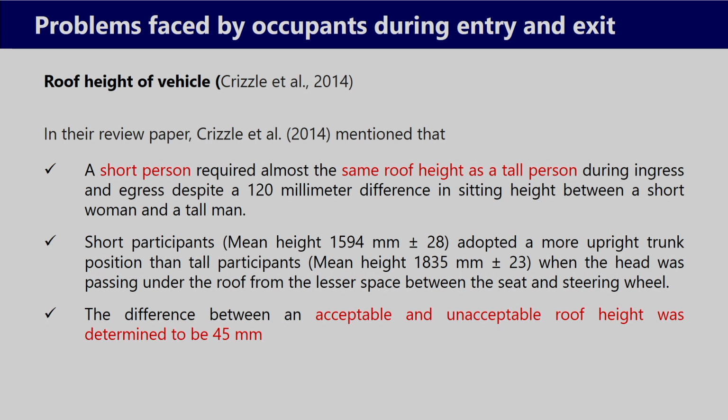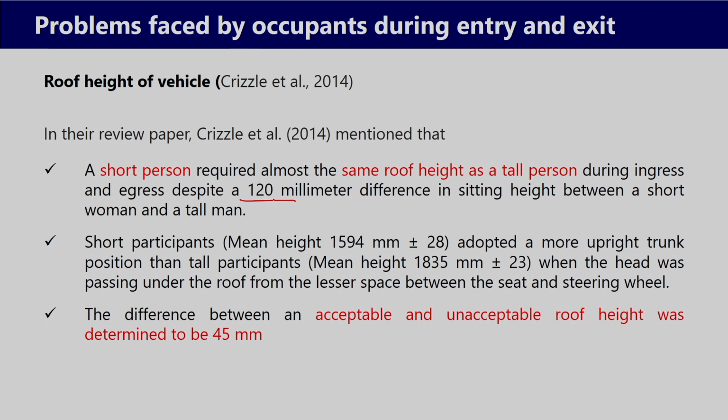So, according to the data they considered, although there is a difference between a shorter woman and a tall man, about 120 millimeter, that is 12 centimeter, there is no significant difference in the roof height for both of them, as per their response. So, that is why they reported a short person requires almost the same roof height as the tall person.